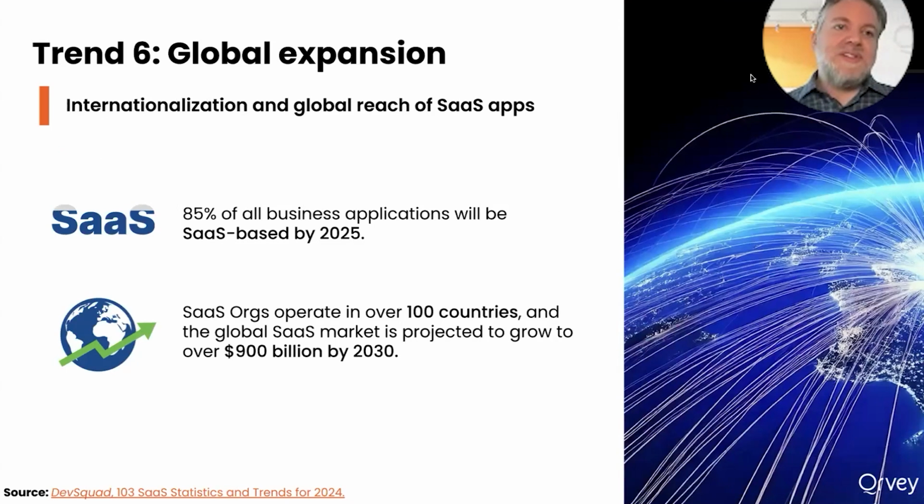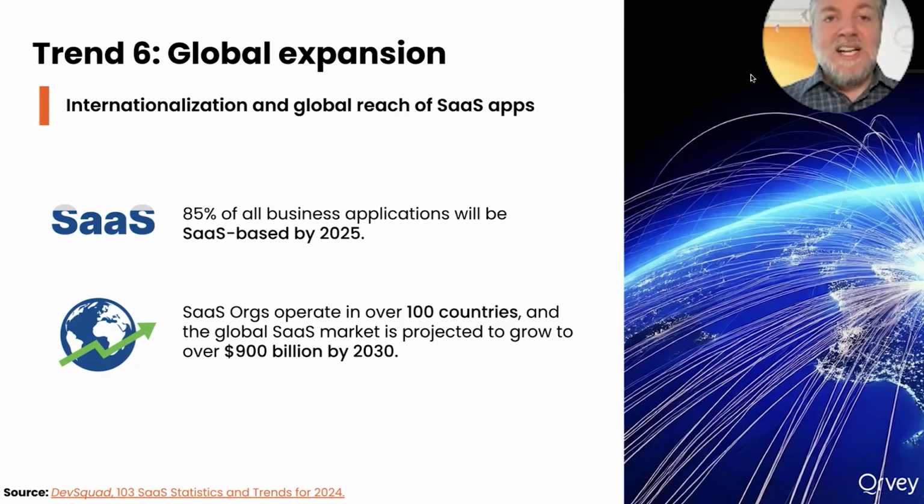Trend 6 is kind of similar, except now we're talking about, instead of just single region, single zone, what about global expansion, internationalization, and global reach of SaaS applications? More and more, we're seeing SaaS applications that we're working with have the need to serve customers across multiple geographies all over the globe, which is, in fact, 85% of all business applications in 2025 going to be SaaS-based, operating in 100 different countries. And obviously, the global SaaS market is not slowing down at all.